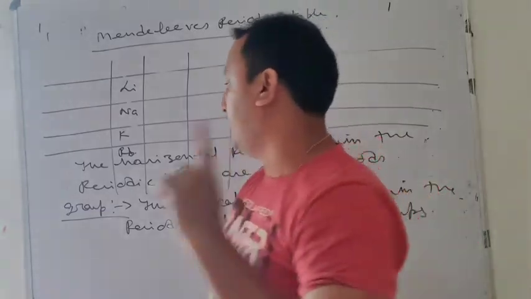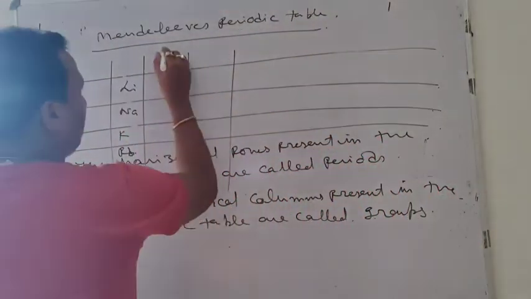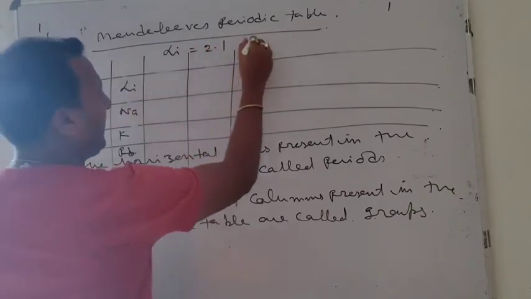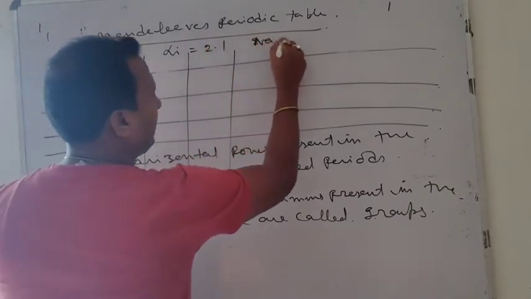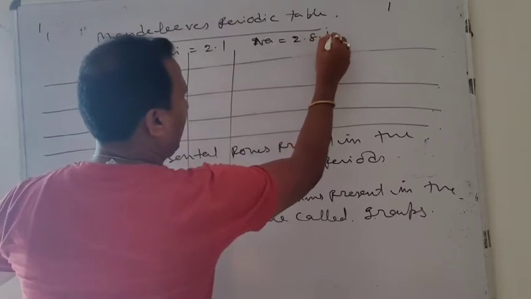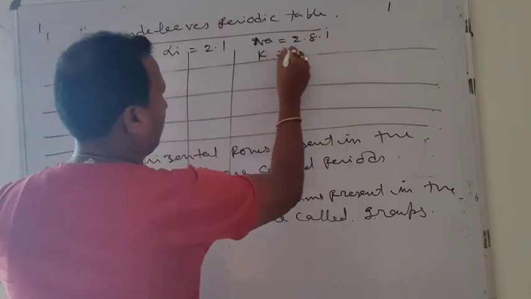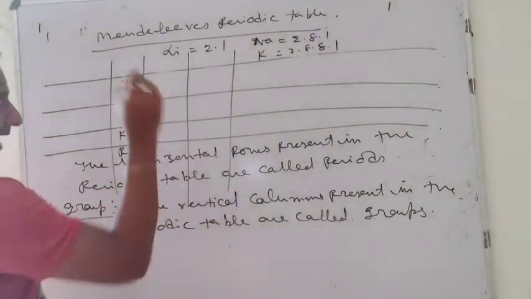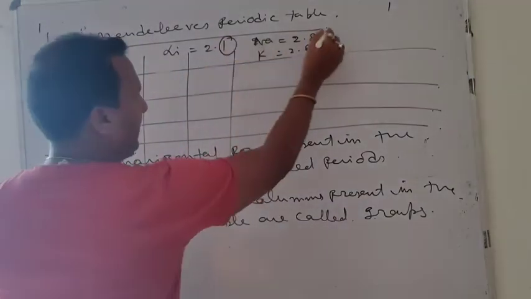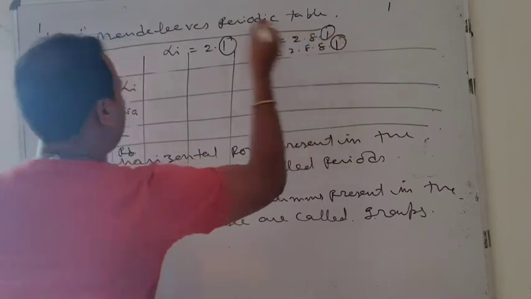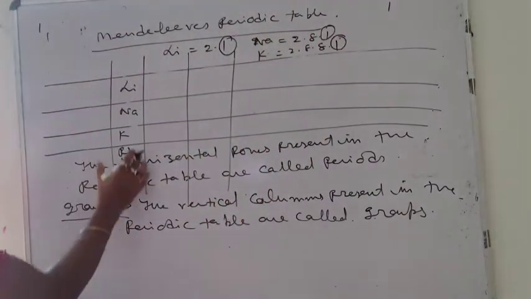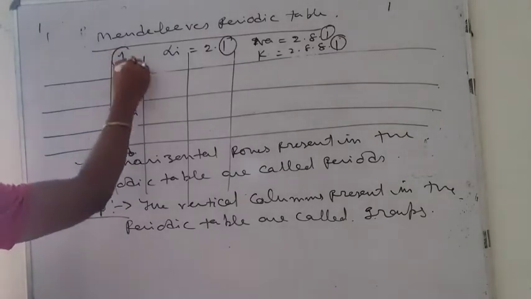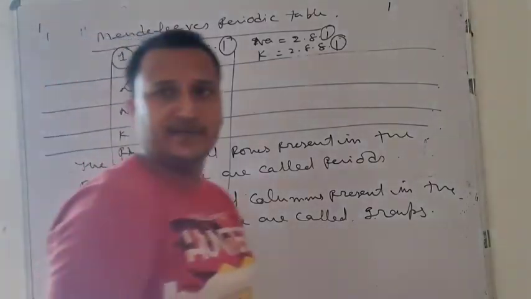All the alkali metals have a general valency of 1. Lithium's electronic configuration, if you see, is 2.1. Sodium 2.8.1. Potassium 2.8.8.1. As they have the same number of valence electrons, 1 1 1, therefore the elements which are present in this group have valency equal to 1. It is the group valency.